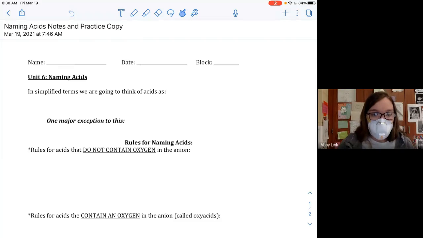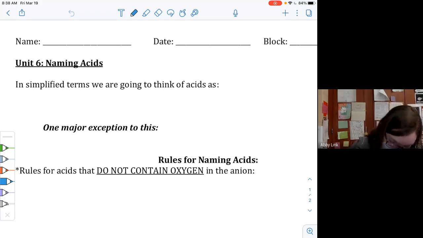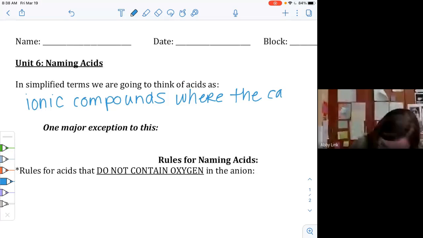All right. So in terms of what acids are, acids are really a subset of ionic compounds. They're unique, though, because they have the same cation every single time, and that cation is hydrogen. So we can think of acids as ionic compounds where the cation is H+.